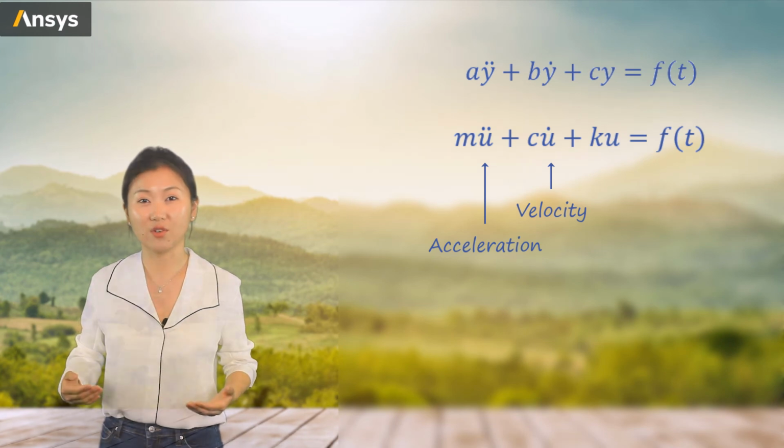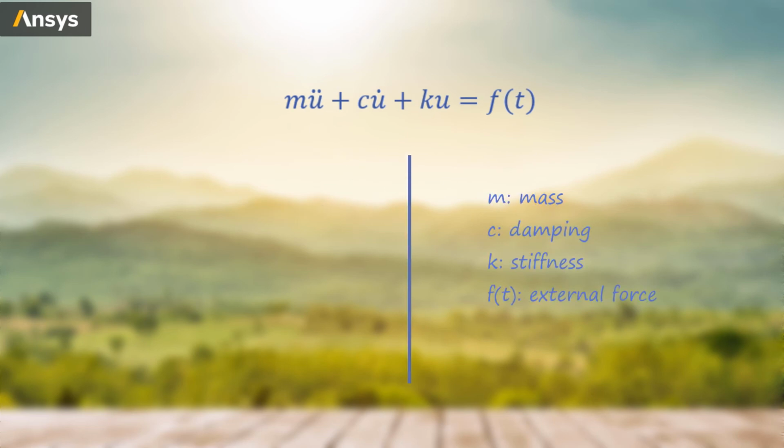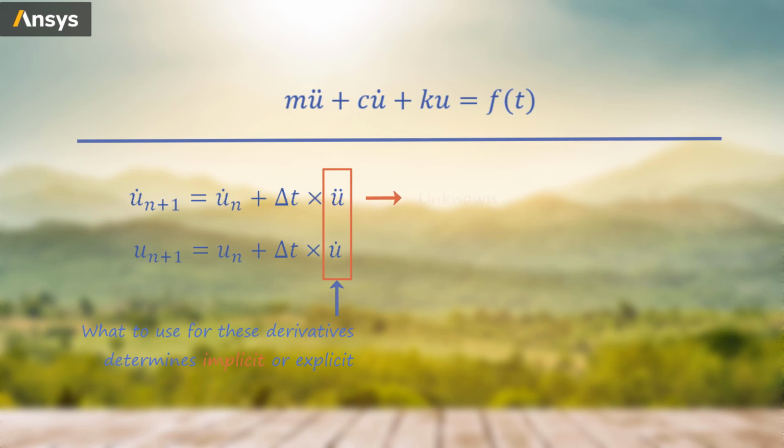Since it is a second-order differential equation, we need to go one order deeper in the time stepping. So first, the unknown velocity equals the previous velocity adding the time step size times the derivative of velocity. The unknown displacement equals the previous displacement adding the time step size times the derivative of the displacement. So the difference between implicit and explicit method lies in what to use for these two derivatives. If in the final expression, the right side of the equation contains unknown values, then it's an implicit method. If there is no unknown value on the right side, we can say it's an explicit method.